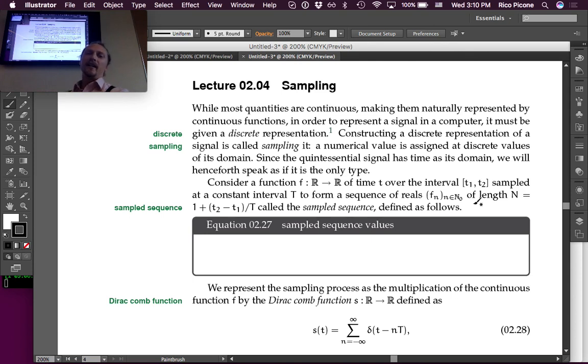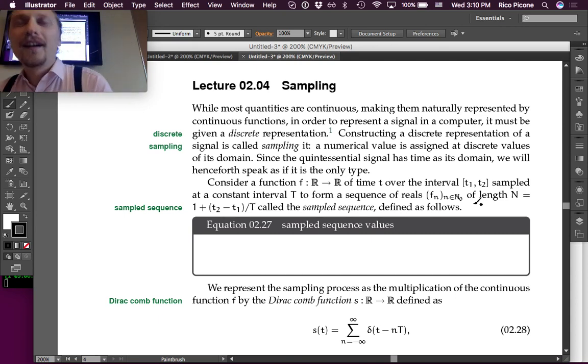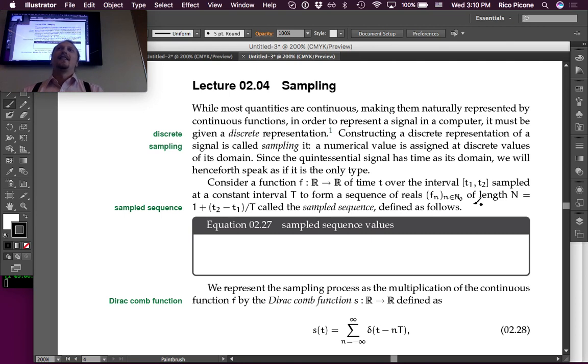By the way, lecture 2.4 is on sampling. Let's go. So, read us a little bit of it here and there, just a sample, just a sampling. Yes, I'll try to do that for you.